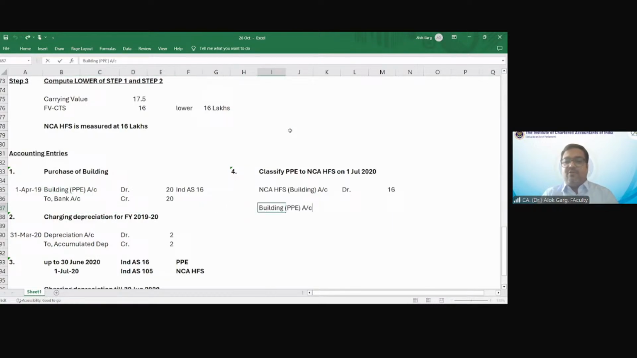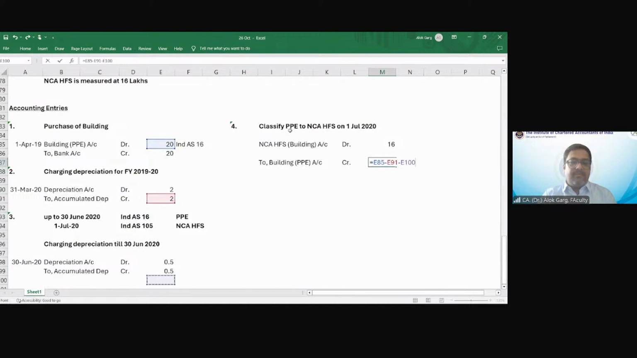To building PP account. What is the carrying value of this building PP in the books of accounts? 17.5. Very good. So 20 minus 2 minus 0.5 is 17.5. So credit is 17.5, debit is 16. Where will this 1.5 go? Profit and loss account.